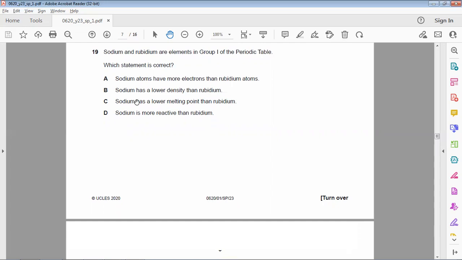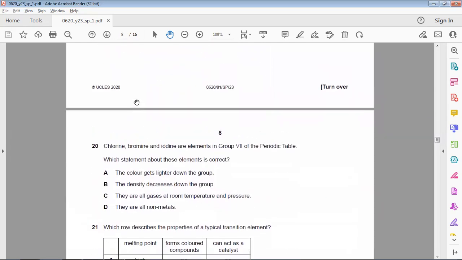All right, 20. This will be the last question for this video. Chlorine, bromine, and iodine are elements in group 7 of the periodic table. Which statement about these elements is correct? The color gets lighter down the group. No, we know that chlorine is a greenish yellow gas, bromine is a brown liquid, and iodine is a black solid. So you can see that they actually get darker down the group.